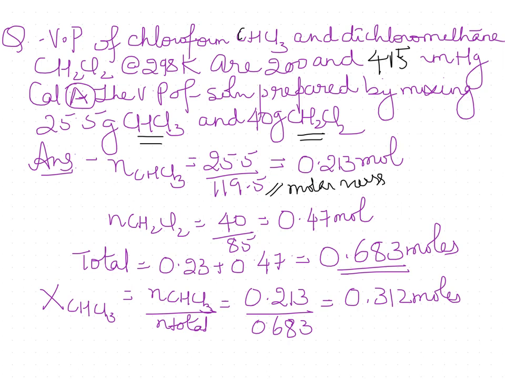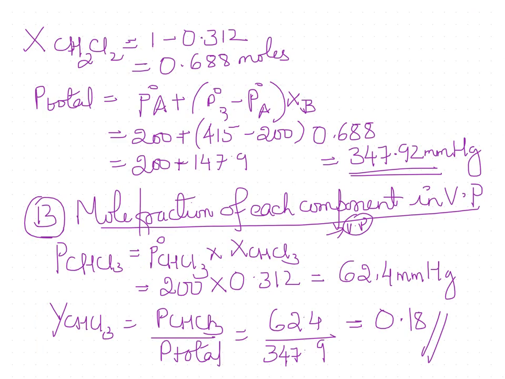Now X, the mole fraction of CHCl3, is equal to N CHCl3 divided by N total. It is self-explanatory: number of moles of chloroform divided by N total. So we are getting 0.312. Let us move forward. And X CH2Cl2, we need not find it like that, but we can take it as 1 minus 0.312, which is equal to 0.688. I hope this part is very clear.